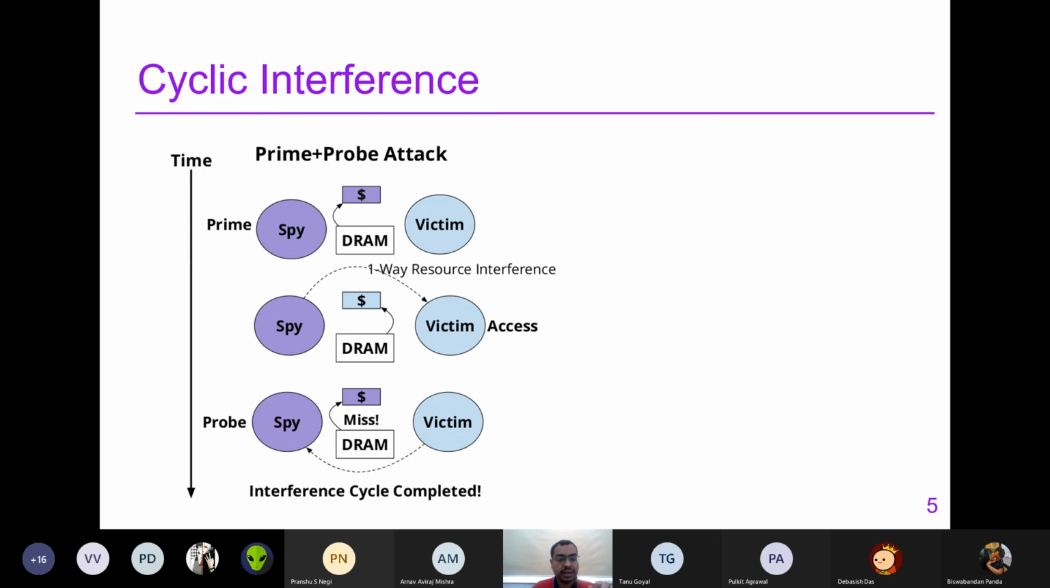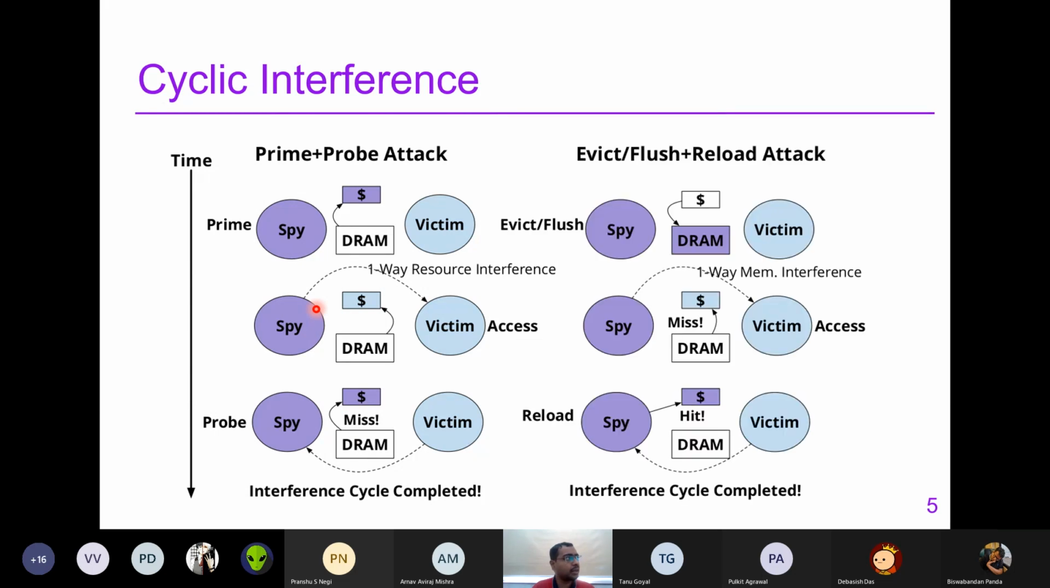Then in the next phase, when the spy again tries to access the same cache, the cache is filled with the victim's data. Now the spy has to evict the victim's data. That means the spy is facing some contention because of the victim, shown by this arrow. If we look here, there are two contentions, one in this direction and one in the reverse direction. When we have a contention in both directions like this, it is called one interference cycle. So this is cyclic interference. We can observe a similar thing in the flush+reload attack also.